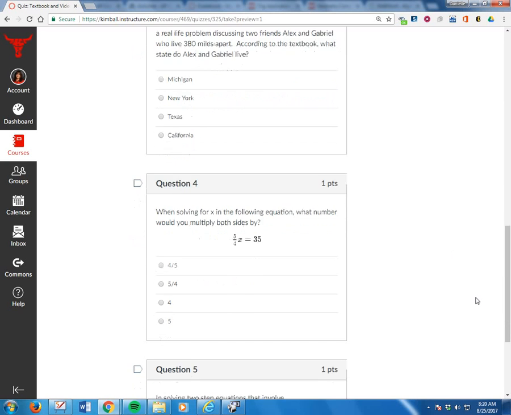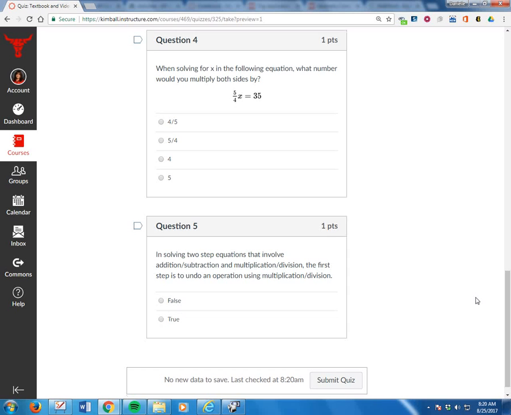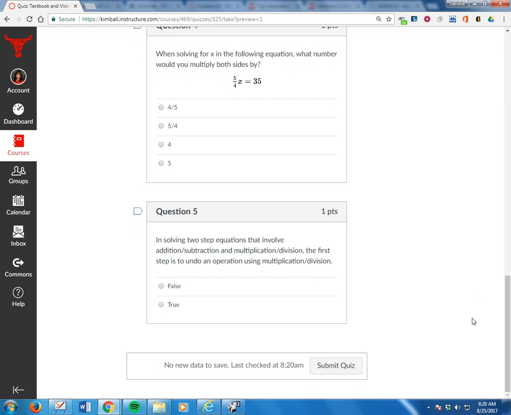When solving for x in the following equation, what number would you multiply both sides by? 4/5. Just the reciprocal, right? You could divide by 5/4. But when you divide by a fraction, you what? Multiply by the reciprocal. Have that mantra always in your head. Okay. 4/5. Good.